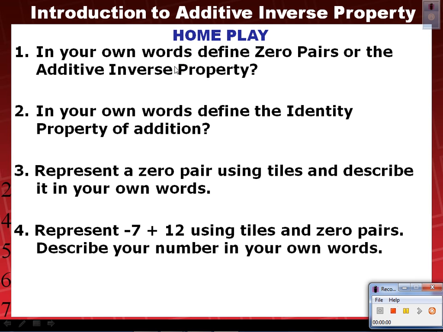Hopefully for tonight, it's only 4 problems, and we're looking at definitions. Number 1, in your own words, define zero pairs or the additive numbers property. Number 2, in your own words, define the identity property of addition. Number 3, represent a zero pair using tiles and describe it in your own words. And number 4, represent negative 7 plus 12 using tiles and zero pairs. Describe your number in your own words.